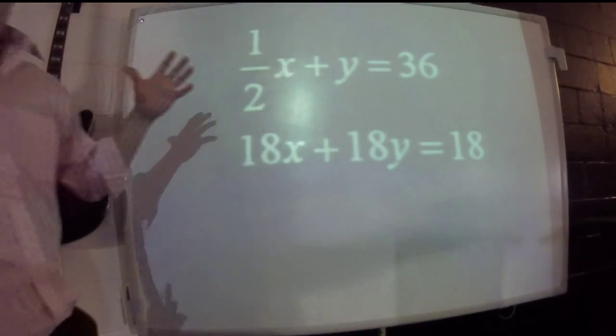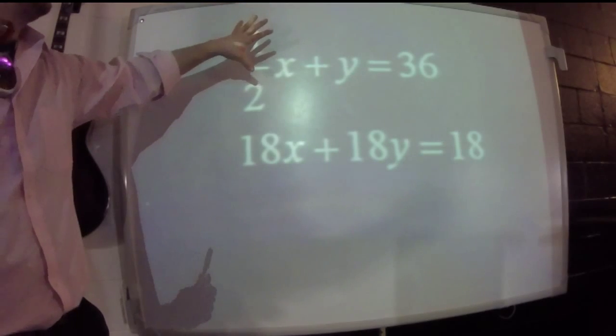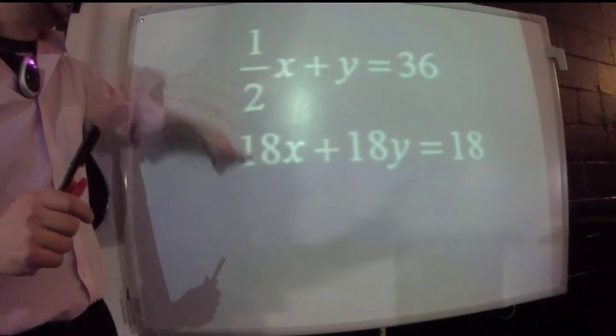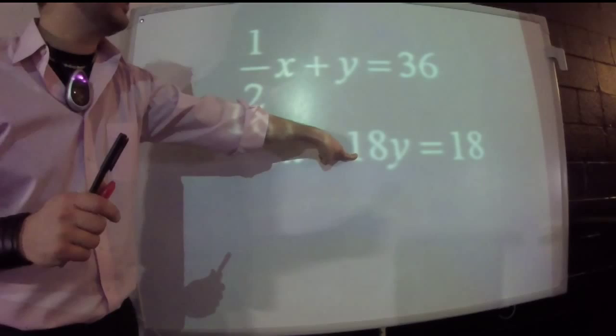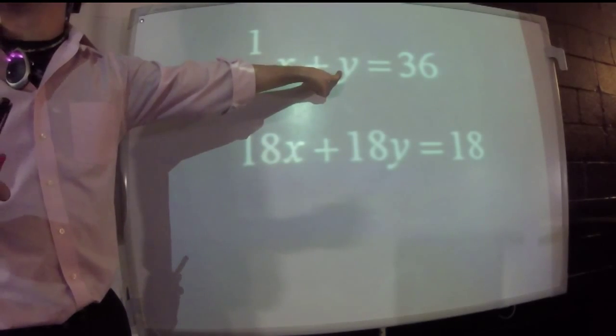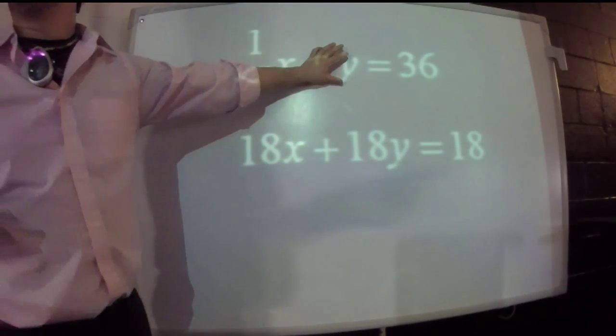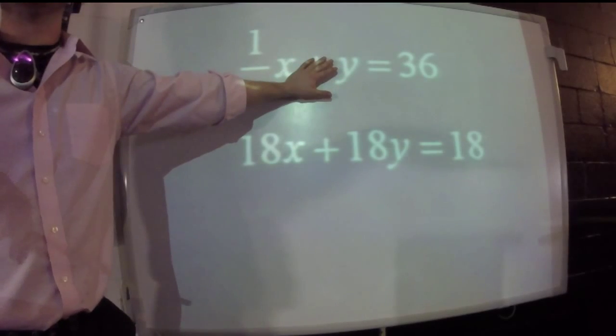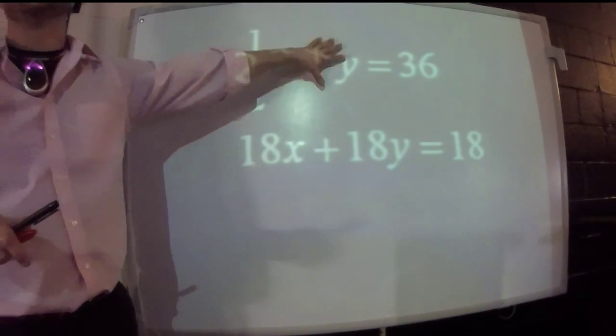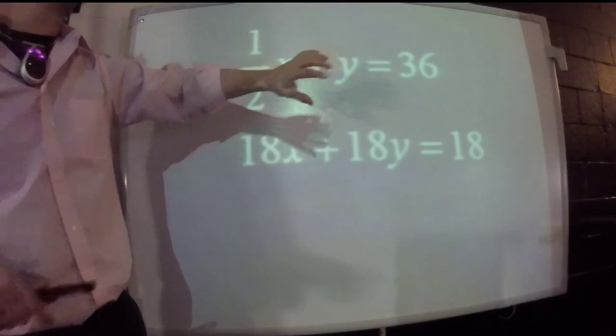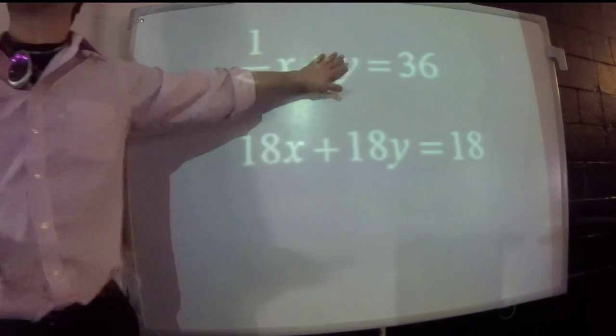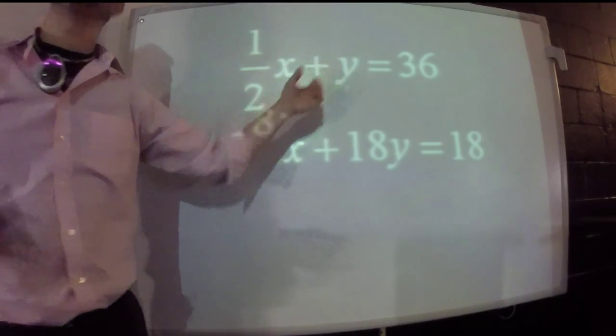Look at your x's and your y's. This one's got a coefficient. This one's got a coefficient. This one's got a coefficient. This one doesn't. Well, we haven't got to the elimination method yet. That's where we're going to get tomorrow. You can do this with elimination. We're just not there yet. Okay, so this one does not have a coefficient, so this is the one.